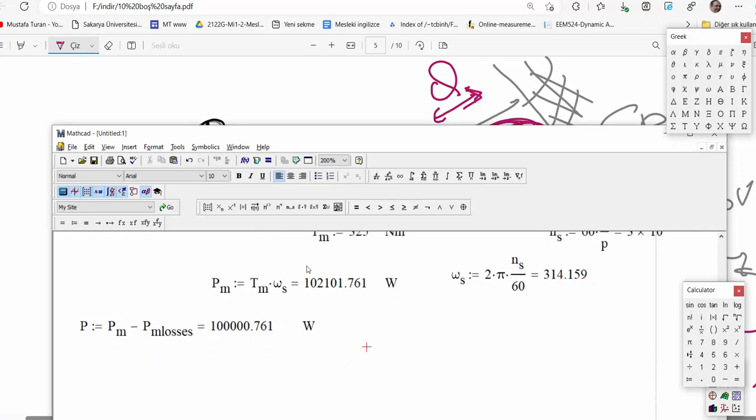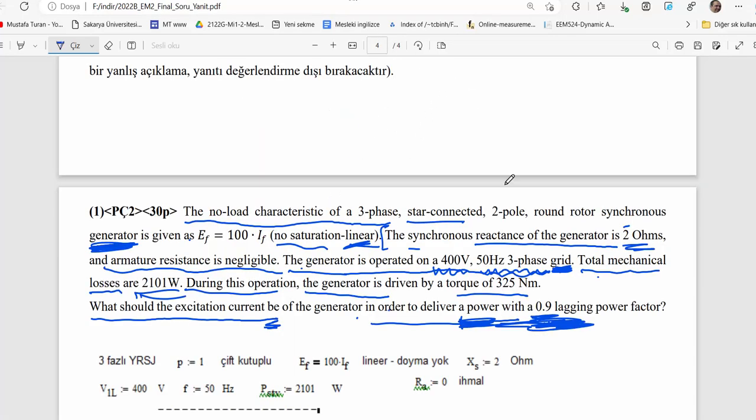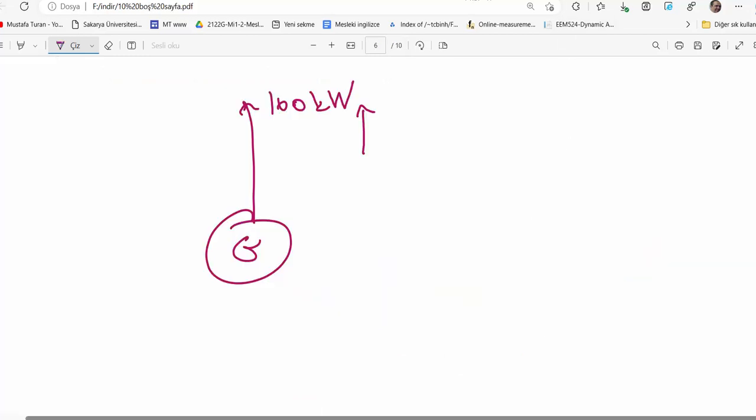That's it. Now, ladies and gentlemen, we know this. We know the power factor. Okay, here's the generator. Apply something like that, and it delivers such a power at a power factor of 0.9 lagging. Power factor 0.9 lagging.